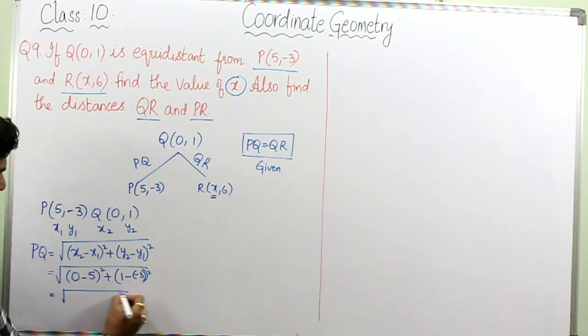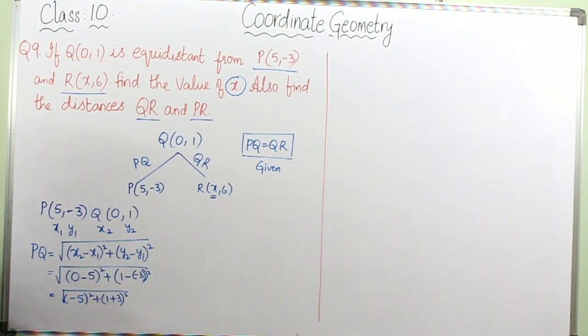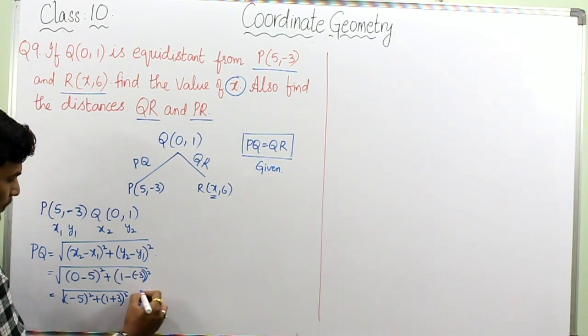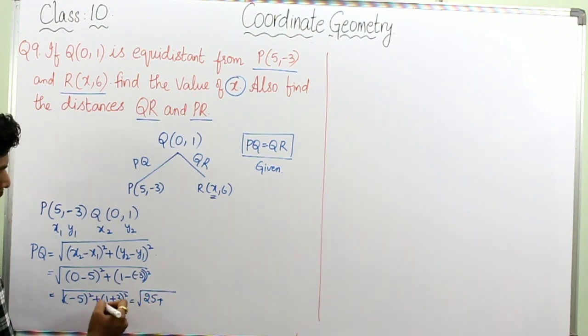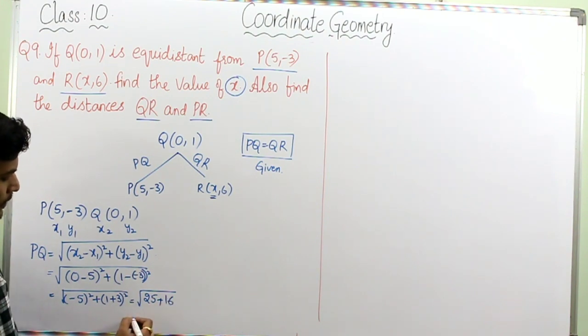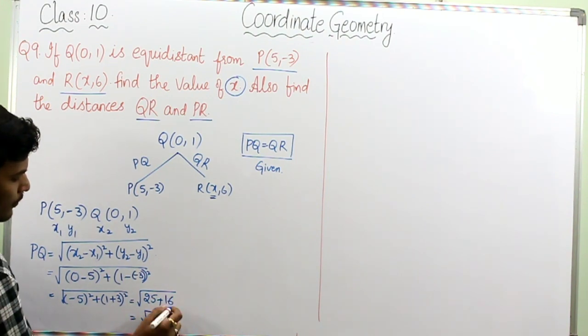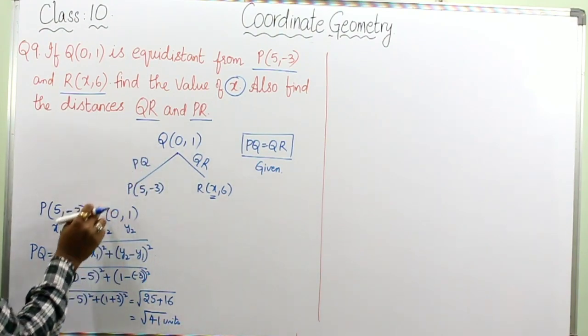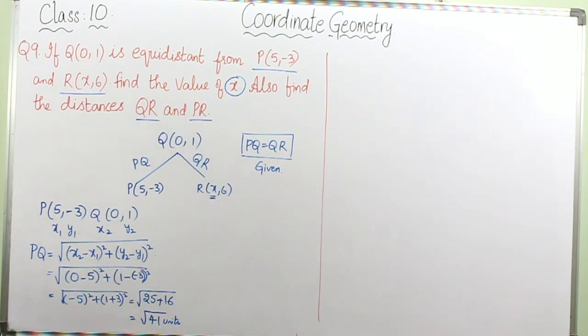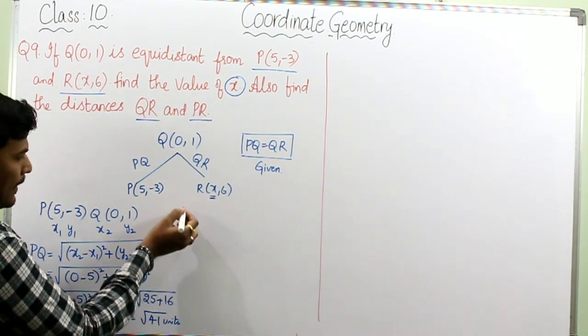This implies (minus 5) whole square plus (1 plus 3) whole square. So this will become 5 square is 25 plus 4 square is 16, which is nothing but square root of 41 units. So we got the distance of PQ first. Now let us find out the distance of QR.